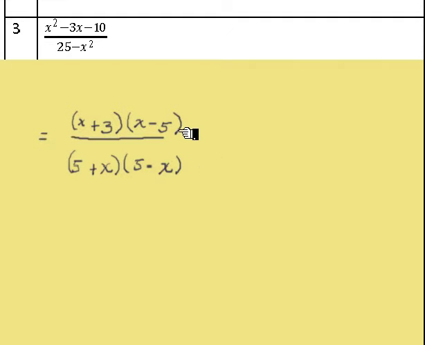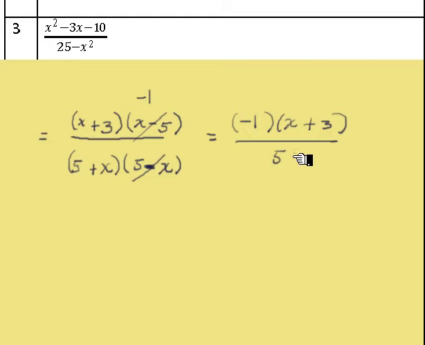Well, we do have an x minus 5 and a 5 minus x. Now, these are subtractions in the opposite order. So the quotient of these two is equal to negative 1. 5 minus x is minus x minus 5. All right, so when we reduce, because of the different ordering in the subtraction, we must remember to replace with a minus 1. Okay, so this simplifies to minus 1 times x plus 3 divided by 5 plus x.